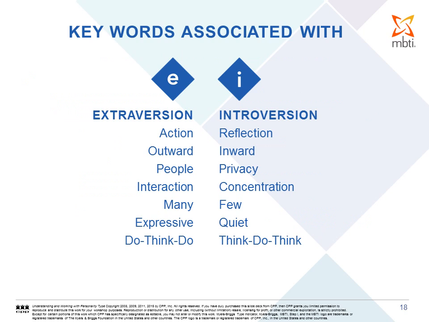So, some key words associated with extroversion: action, outward, people, interaction, many, expressive, and do, think, do might be the way that they prefer to move forward in the world. Whereas words associated with introversion are reflection, inward, privacy, concentration, few, quiet, and think, do, think.